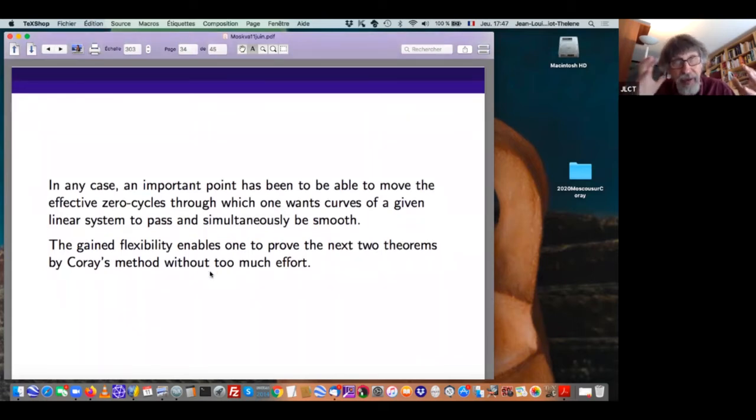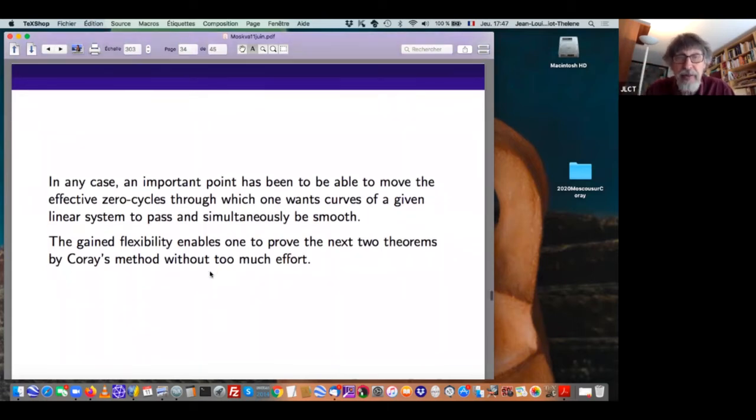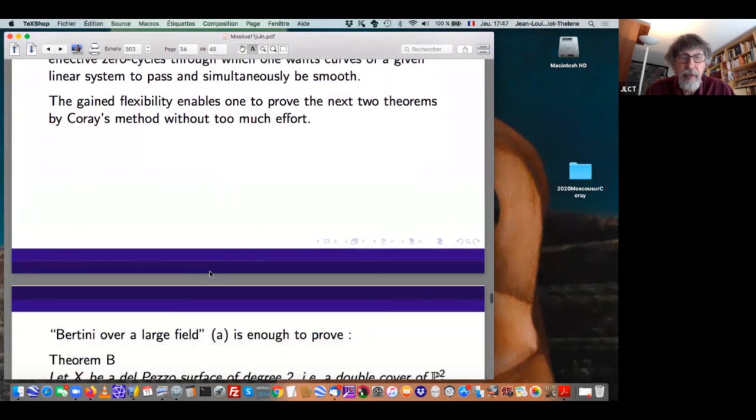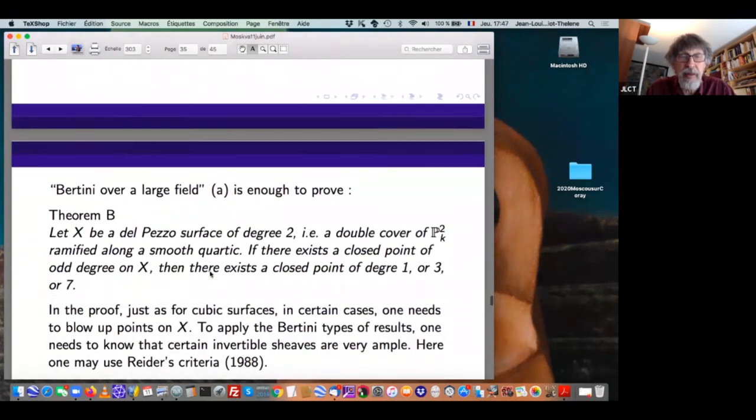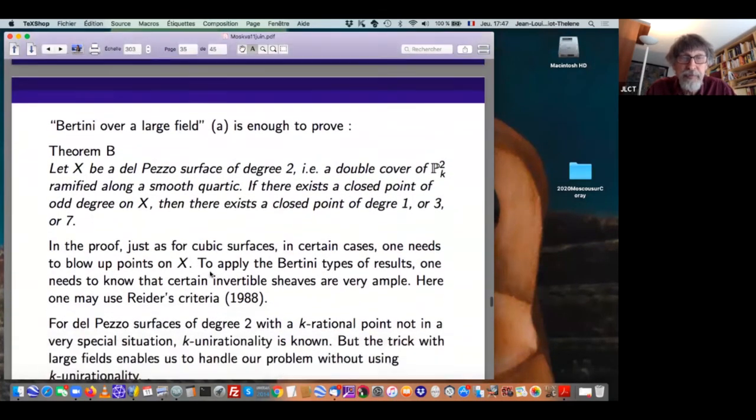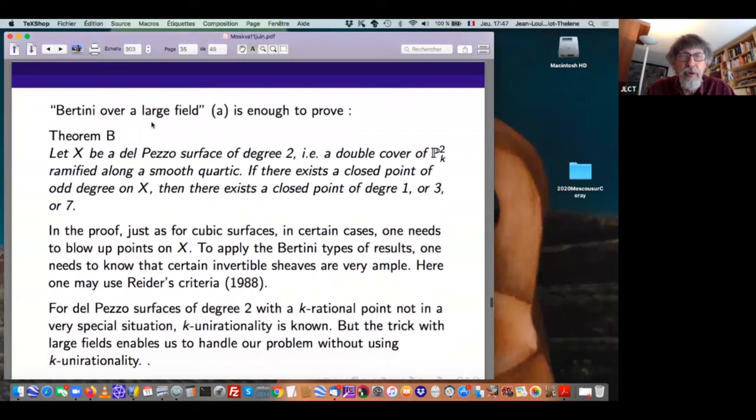On other varieties, without going through the effort of thinking of all the possible degeneracy cases. Okay, so let's look at del Pezzo surfaces of degree 2. We're going to use Bertini for a large field to prove this theorem. Take a del Pezzo of degree 2, that is a double cover of P2 over K ramified along a smooth quartic.